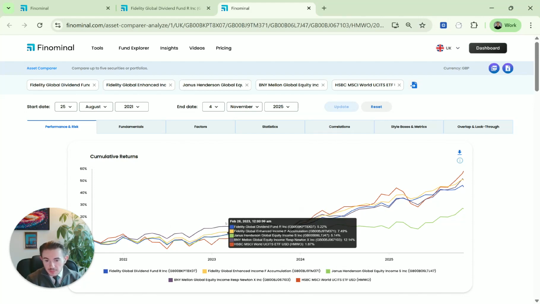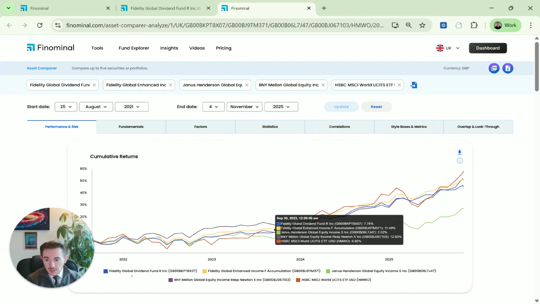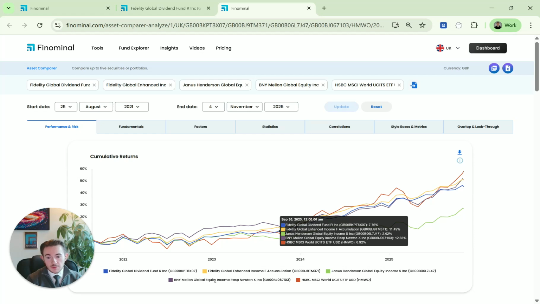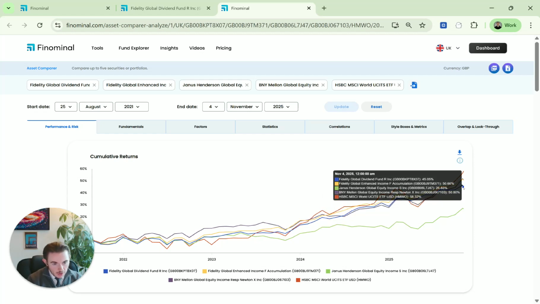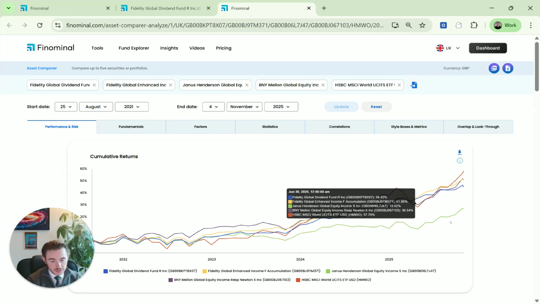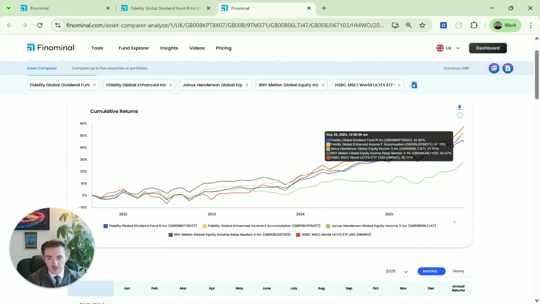So overall it has been in tracking, I would say, with these other funds. So that's the other Fidelity fund, Global Enhanced Income, and the BNY Mellon Global Equity Income. Though of those ones slightly less, but not as much as that Janus Henderson fund.